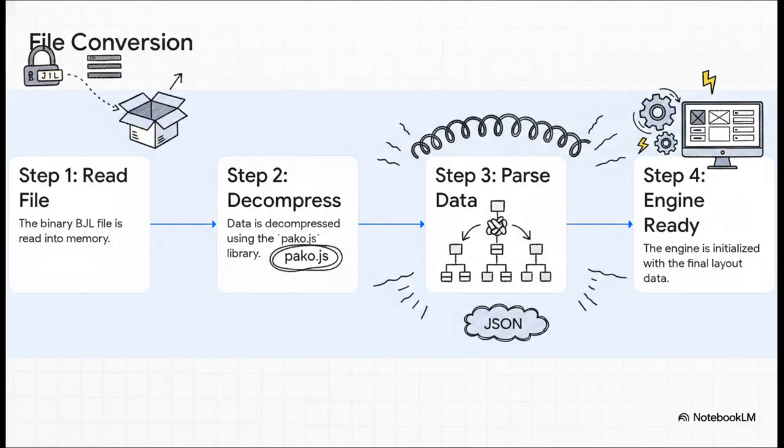That's it. So what happens when you go to load a design? Well, a lot of the time, it starts out as some compressed binary file. That's where this BJL converter thing jumps in. Its job is to read that file, decompress it using Pako.js in this case, and then parse all that data into a structure the engine can actually understand. Once that's done, the engine is ready to roll.